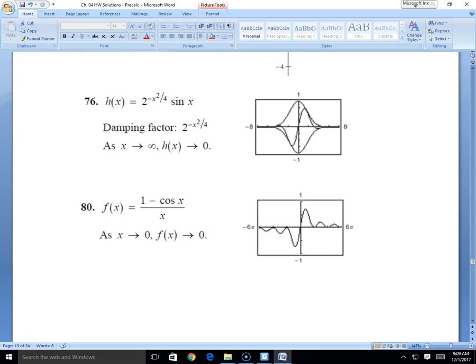The snazzy thing they were asking is what's happening to the wave as you go to the right? It's going to 0. And this guy, what's happening to the wave as you come in towards 0? It's also going to 0. So they're having you look at the graphs a little bit and see what was going on with your waves.